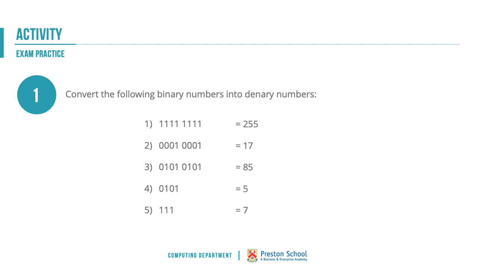The answers to those are now on your screen, so you should have got 255, 17, 85, 5, and 7. A very quick trick. If the last bit is on, the number is always going to be odd. If the last bit is off, the answer is always going to be even. That gives you a 50-50 chance to check your answer. If the last bit is off and your number is odd, you know you've done something wrong.